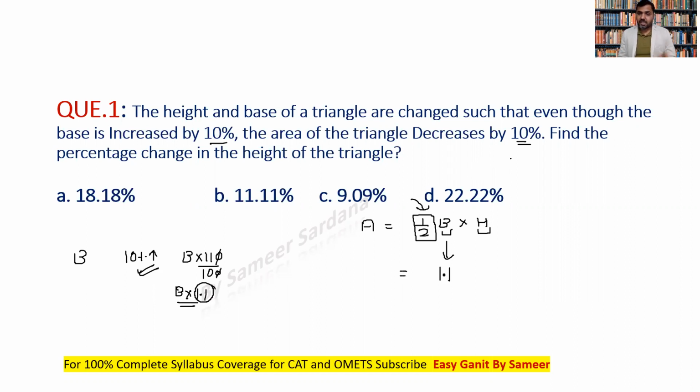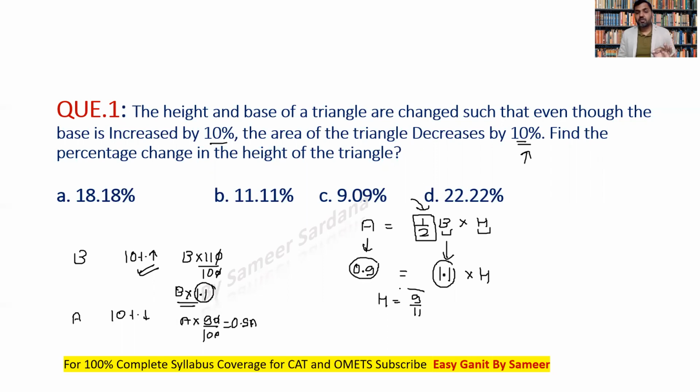And you see that still the area is getting decreased by 10%. When I say that the area is getting decreased by 10%, the new area would be 90% of the old area. 90% of the old area means this is 0.9 times of it. Now you see that my new area is 0.9 times the old area. Base is 1.1 times the old base. So the multiplying factor that you'll have to multiply the height with will be equal to 9 by 11. That means increasing the base by 10% and still getting the area less by 10% is only possible when you are multiplying the height with 9 by 11.